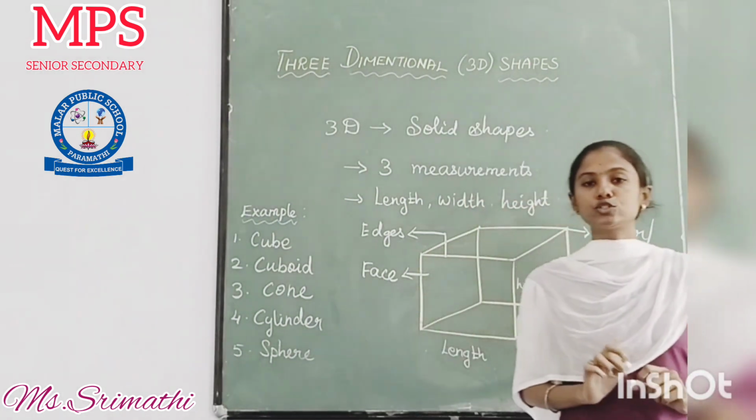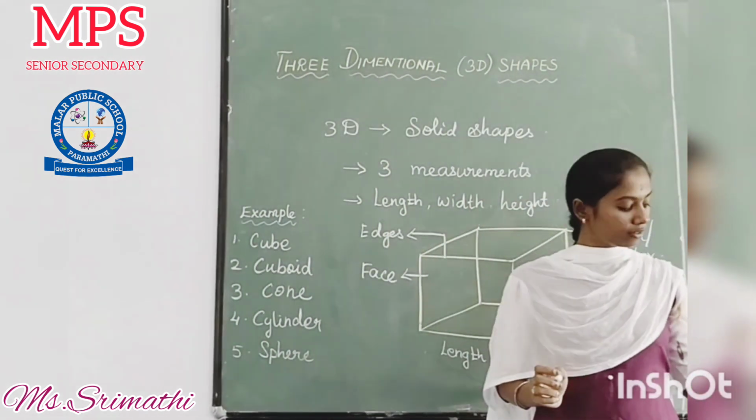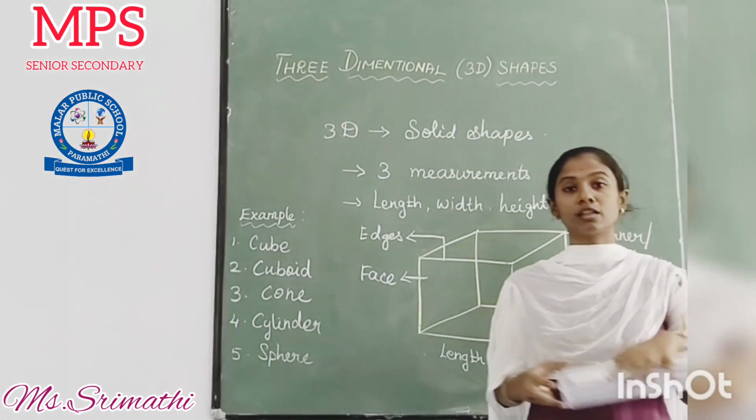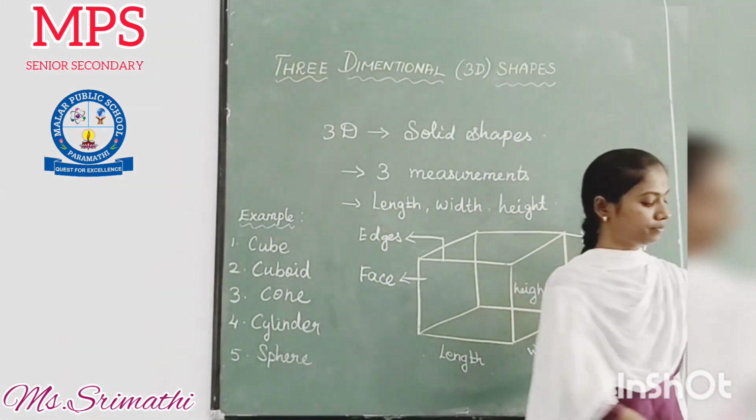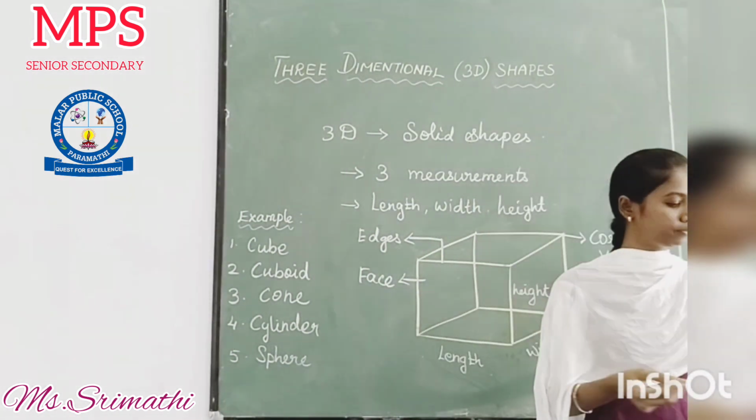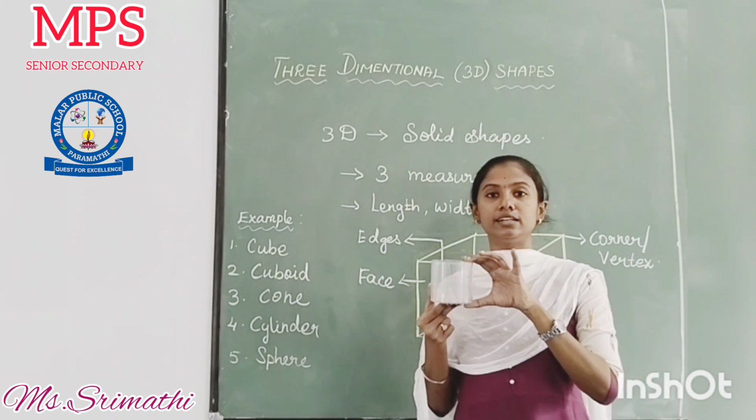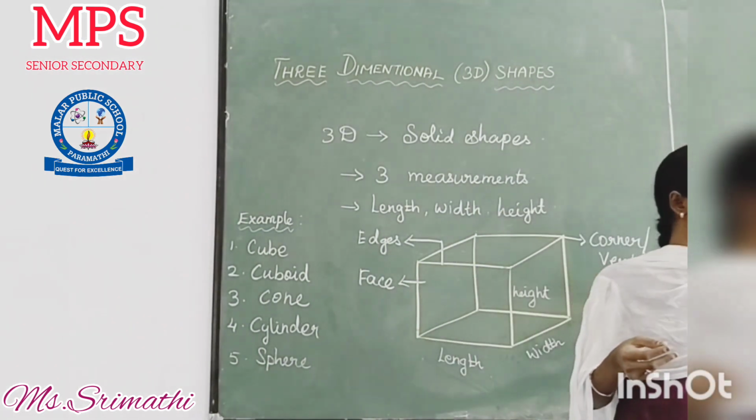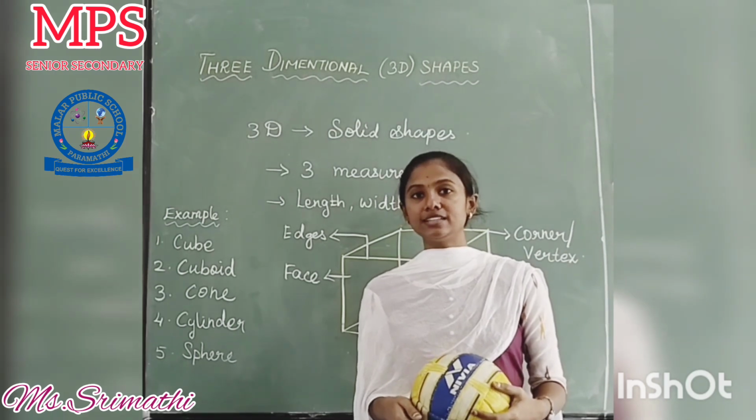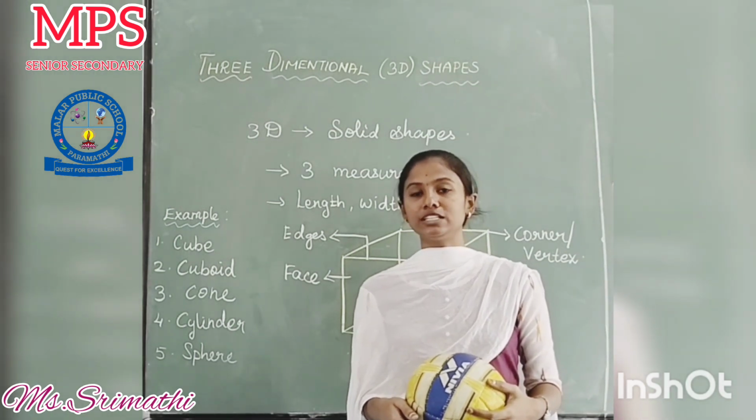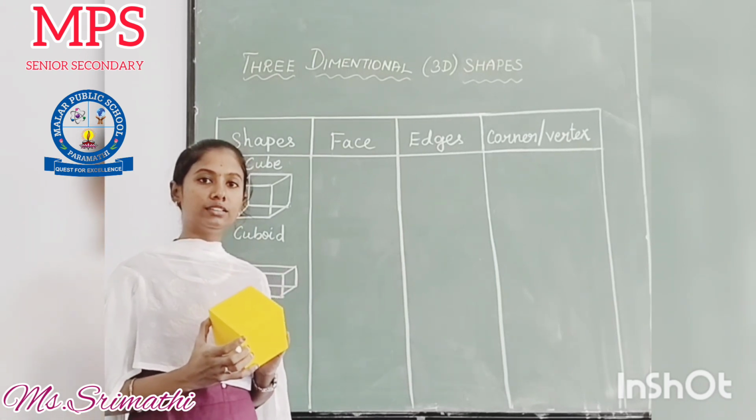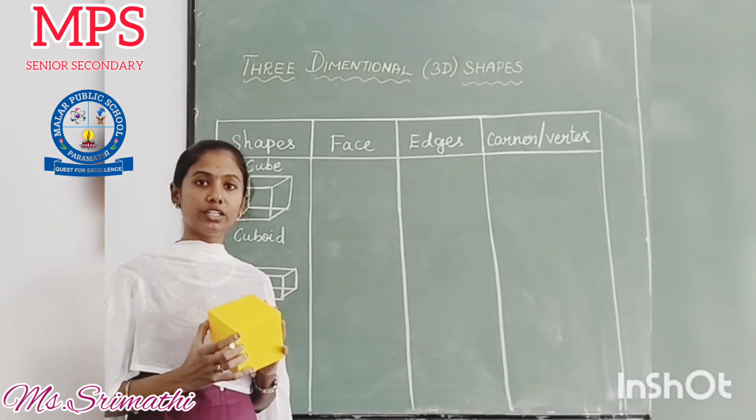Some examples of solid shapes are cube, cuboid, cone, cylinder, sphere. Let's see how to calculate the faces, edges and corners of the 3D shapes. First, let us take a cube to calculate the faces, edges and vertices of the cube.